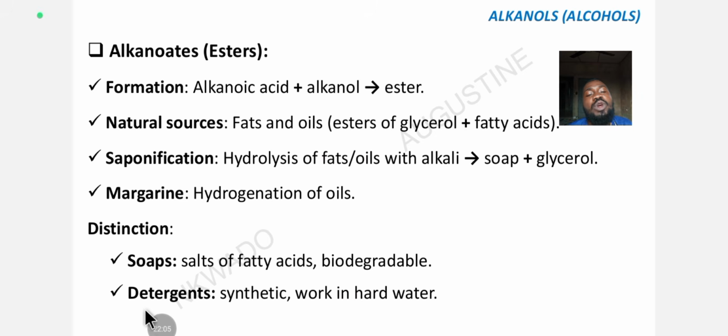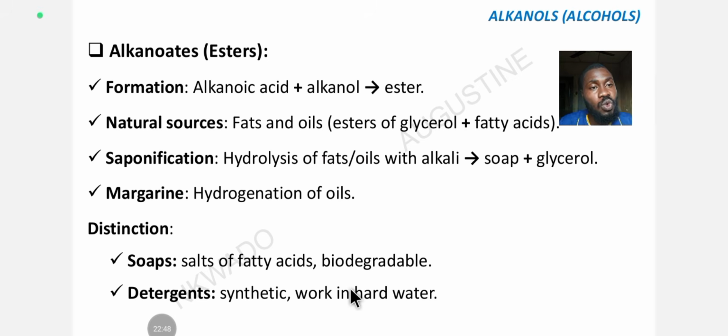JAMB says we should know them, be accustomed to them. Okay, soaps are salts of fatty acid. They are biodegradable. That means they can be acted upon by bacteria. What does biodegradable mean? It means that they can be acted upon by microorganisms to form simpler molecules or simpler substances that are less harmful to the society.